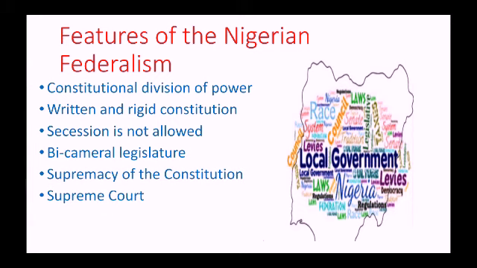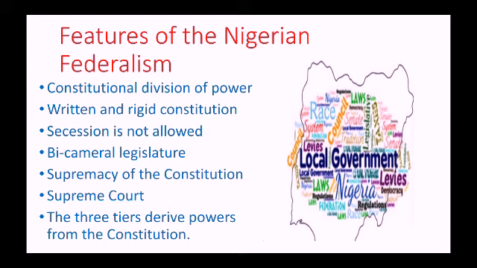There is the Supreme Court in Nigeria to look at most of the activities of each of the tiers of government so as to ensure there is strict compliance with the provisions of the laws of the land. Again, the 3 tiers derive powers from the Constitution.